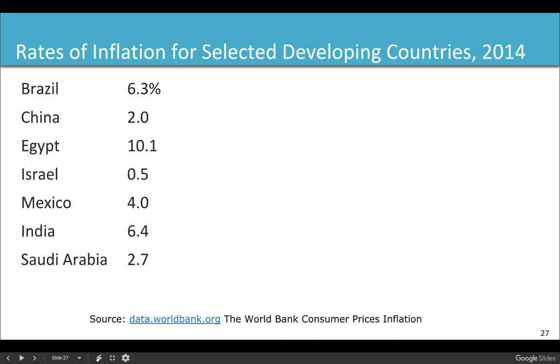But to developing countries, Brazil was 6.3, four times faster than we were back then, but still not as bad. Egypt was 10%, China was only 2%, Israel 0.5%, Mexico, India. The developing countries, their inflation rate is higher, partially because their governments and their economies aren't quite as solid and stable as ours. So we're more solid and stable than most economies on the planet. So a lot of investors think when the economy starts getting ugly, they're going to invest in America instead of investing in other countries.